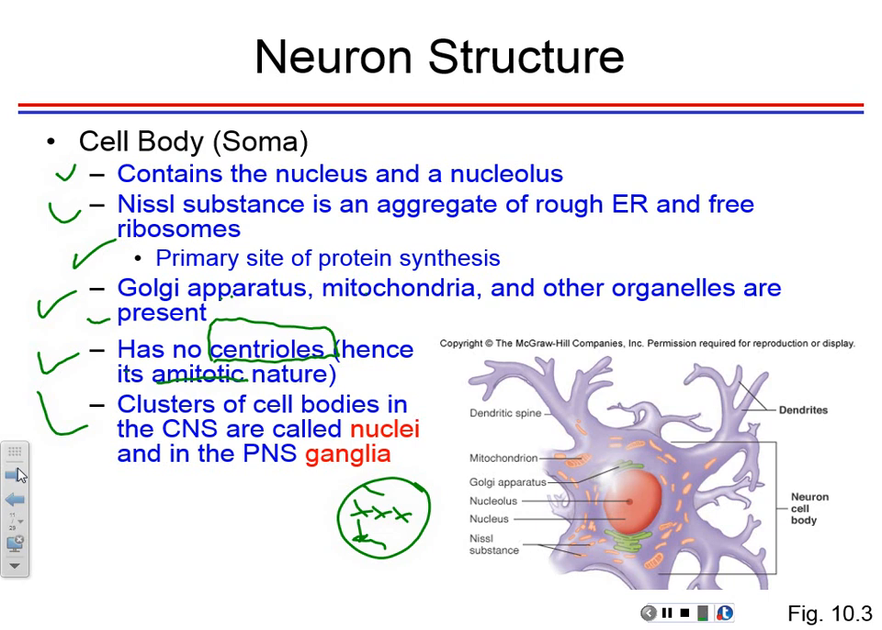Clusters of cell bodies, when they are in the central nervous system, are called nuclei. When they are in the peripheral nervous system, they're called ganglia. That's it. Okay? So just know that.